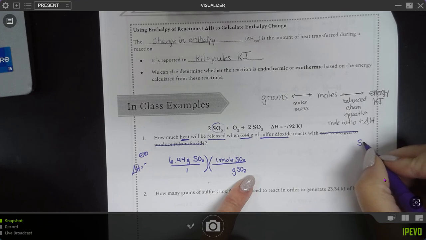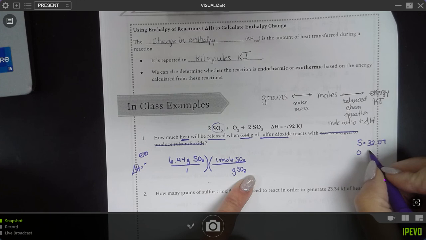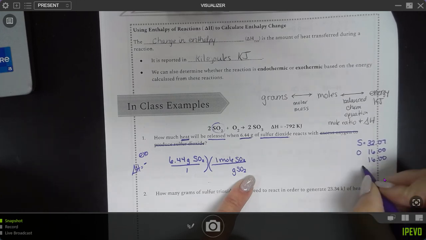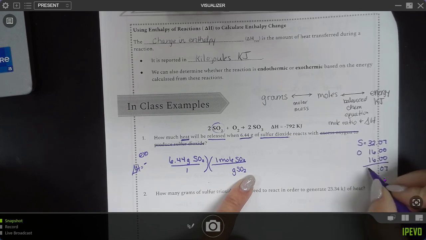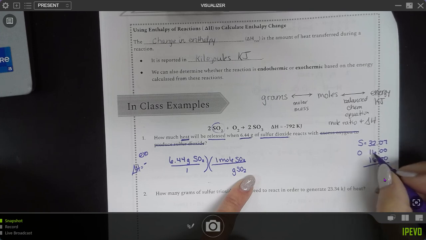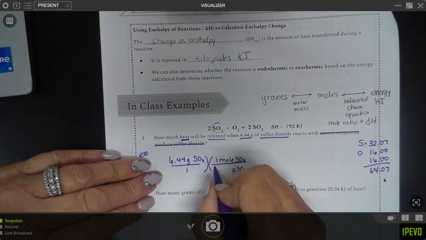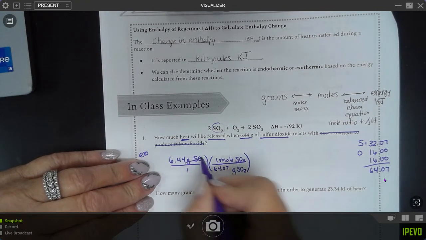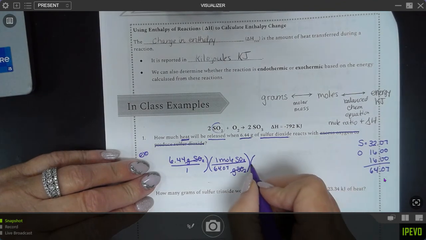So sulfur is 32.07, oxygen is 16, and we have 2 oxygens. So if we add all of this together, we should get 64.07 grams. Okay. So our grams are canceling out. Now we have how many moles of sulfur dioxide is produced.